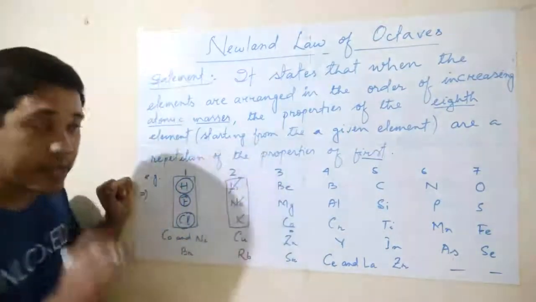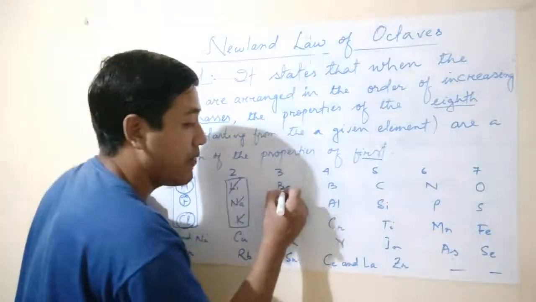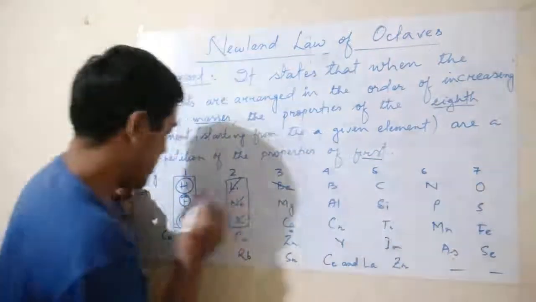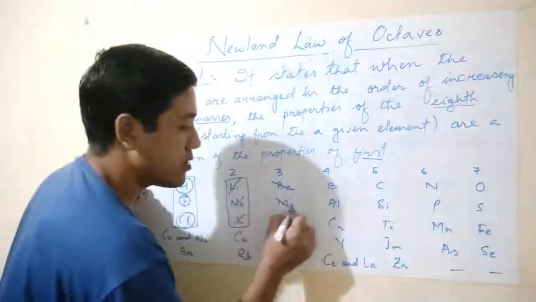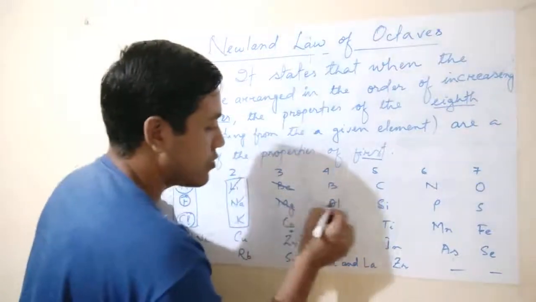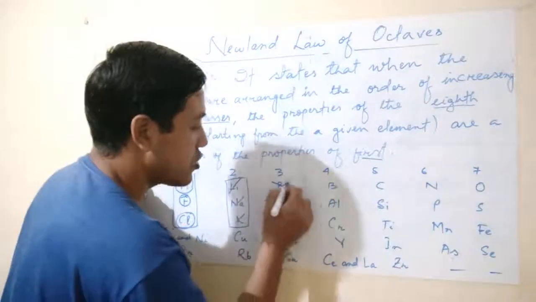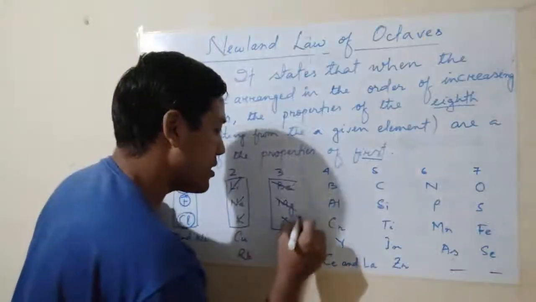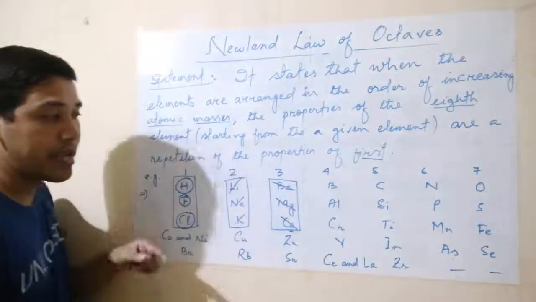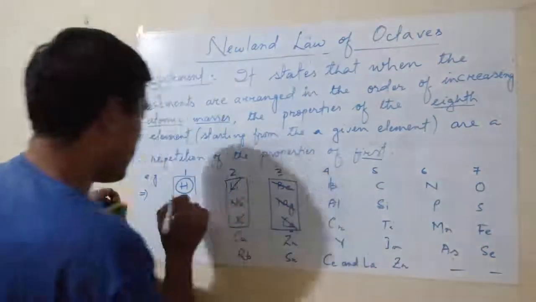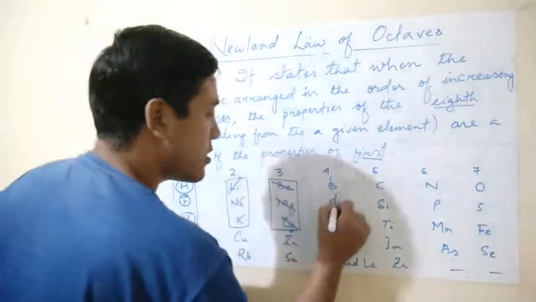The next one: 1, 2, 3, 4, 5, 6, 7, 8, right? Again from here: 1, 2, 3, 4, 5, 6, 7, 8. These three elements have the same properties, right? And next, 1, 2, 3, 4, 5, 6, 7, 8.